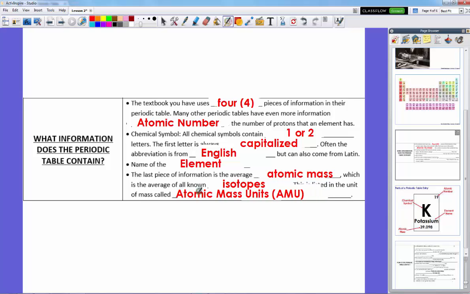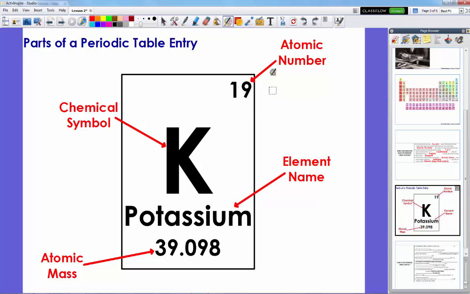So let's go ahead and look at this periodic table entry again. The atomic number right here is the number of protons that every potassium or whatever atom has. We have the symbol. It's either 1 or 2 letters.